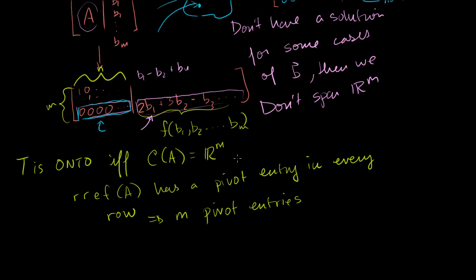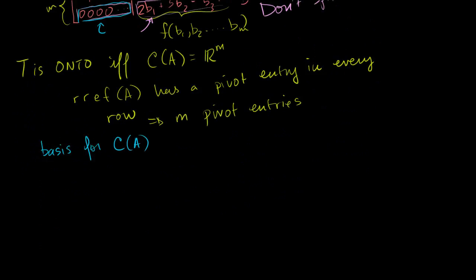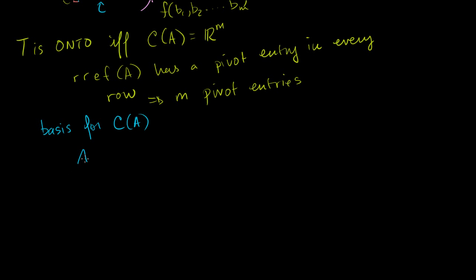Now, what's another way of thinking about that? Remember, several videos ago, we thought about how do you figure out, and this might confuse things a little bit, how do you figure out the basis for your column space? So the basis for the column space of a matrix. And this is a bit of a review. What we did is we said, look, you take your matrix and you put it in reduced row echelon form.